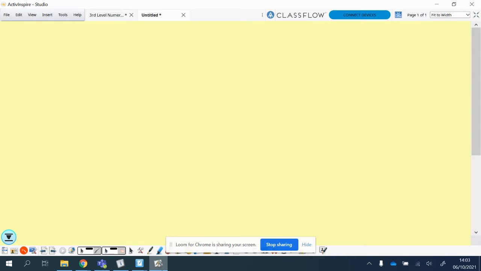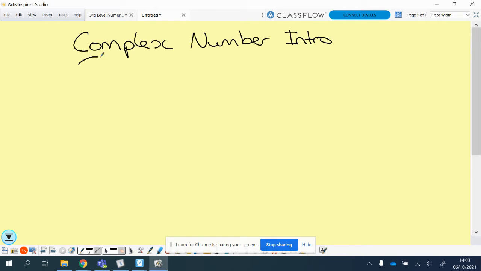Okay folks, so today we're going to have a complex number intro, because we'll need it for the next thing we're moving on to. We will go into much further detail with complex numbers later, but I just need to show you the first thing. Let's consider this example.